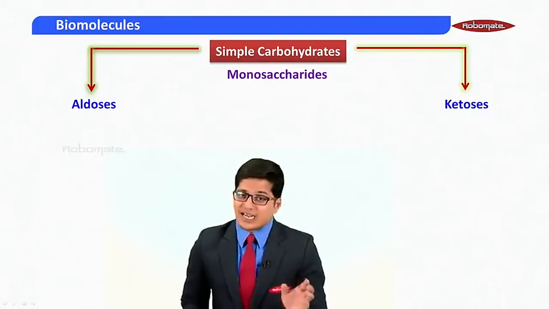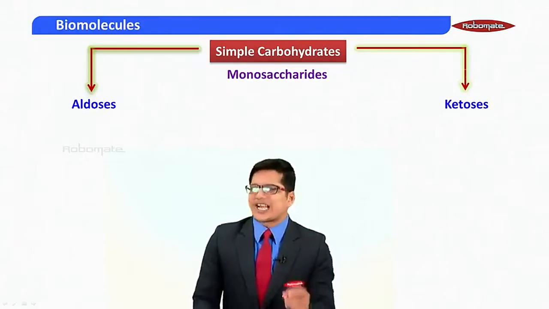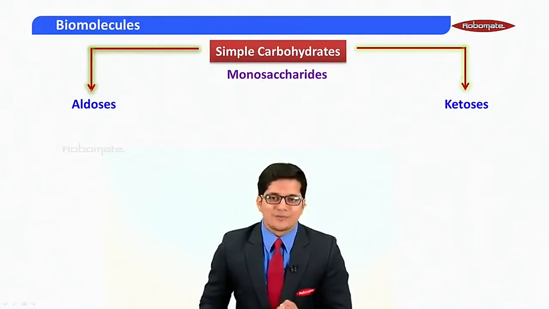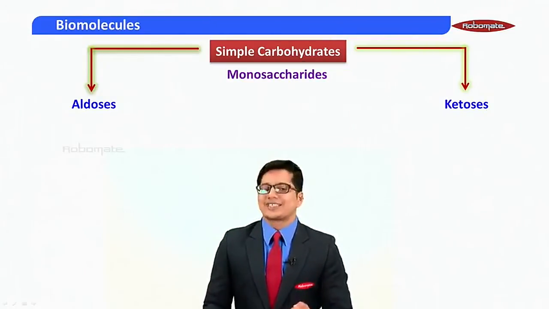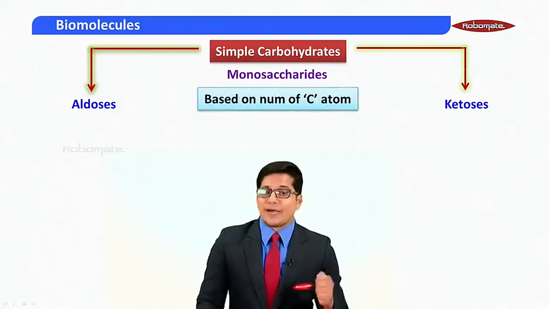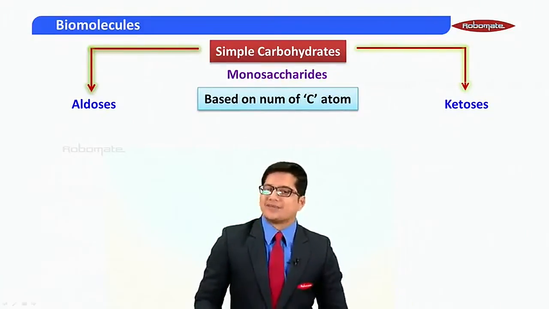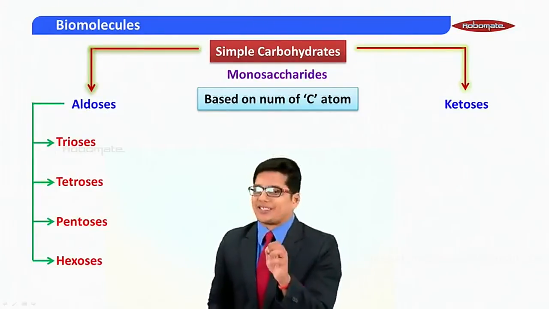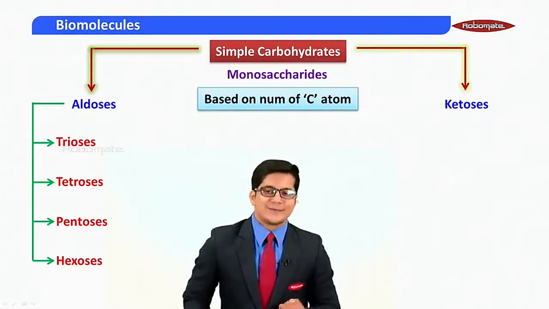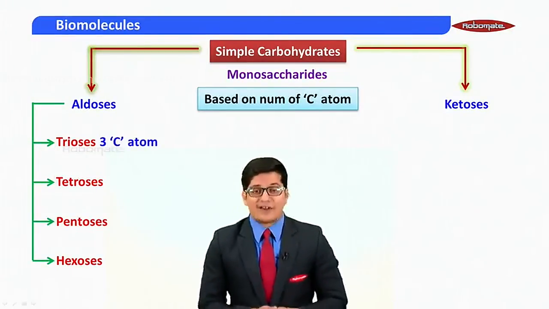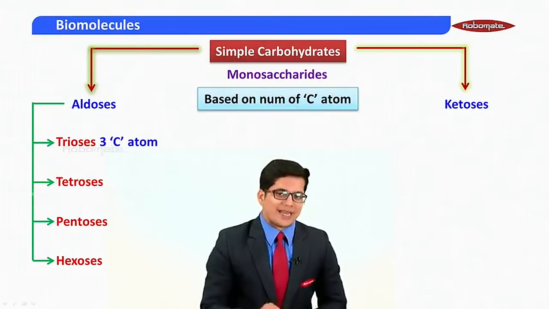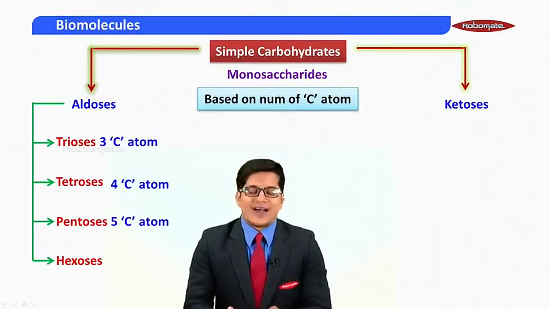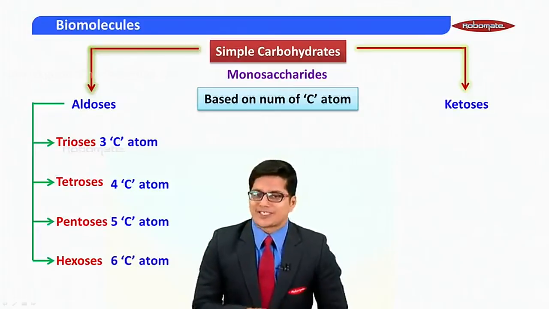Now, as the name suggests, aldoses are the carbohydrates which consist of an aldehydic group. Ketoses consist of a ketonic group. Aldoses and ketoses further are classified, based on the number of carbon atoms, into trioses, tetroses, pentoses, and hexoses. What are trioses? Trioses are monomers which consist of 3 carbon atoms. Tetroses are 4, pentoses are 5, and hexoses are 6 carbon atom monomers.